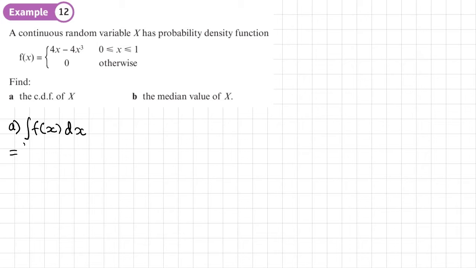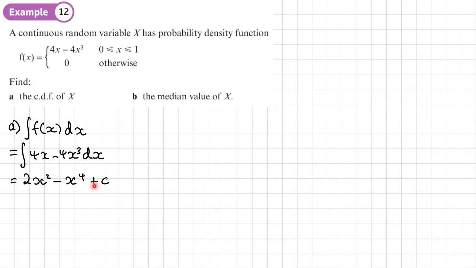Okay, so we want to integrate 4x minus 4x cubed with respect to x. So 4x integrated will be 4x squared over 2, so 2x squared, and minus 4x cubed will be 4x to the power 4 over 4, which will be x to the power 4, plus c.